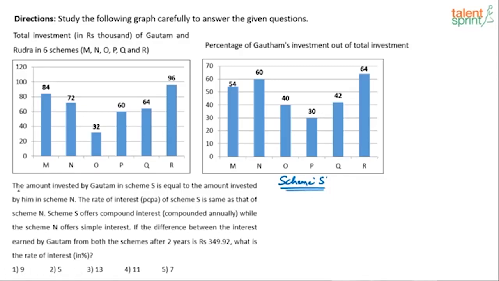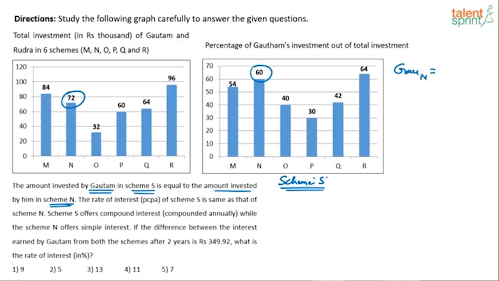So what does it say? Amount invested by Gautam in scheme S is equal to the amount invested by him in scheme N. Now what is the amount invested by Gautam in scheme N? See, scheme N, he has invested 60%. 60% of what? 72,000. Right? So let's say Gautam in N.